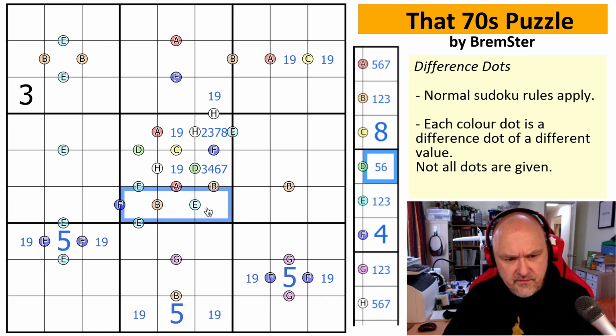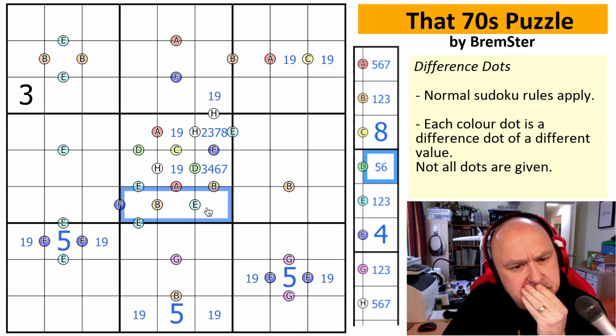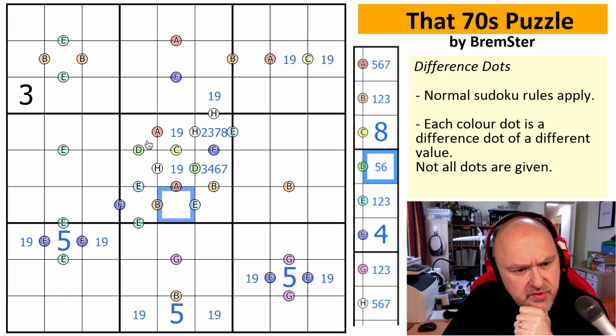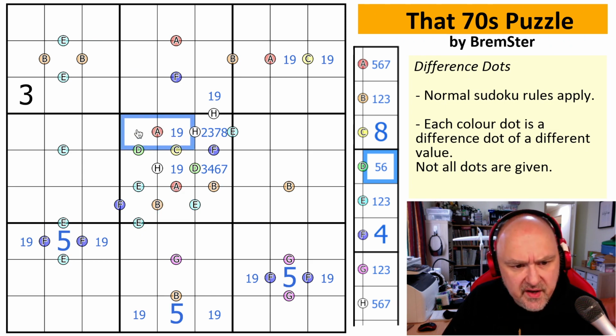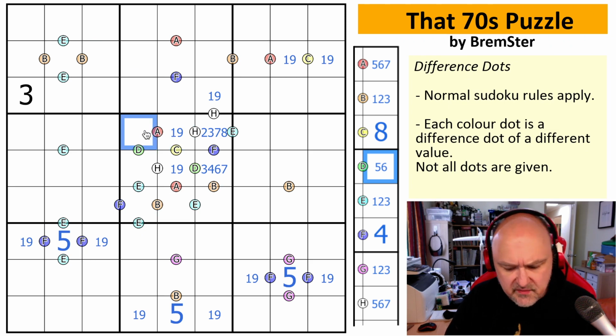This would be 4, 5, and 6. These two are the same digits from 1 or 9. So this is an equivalent pair. So if red was 5, this would be 4, 6, and this would be 4, 6. So these have to match.